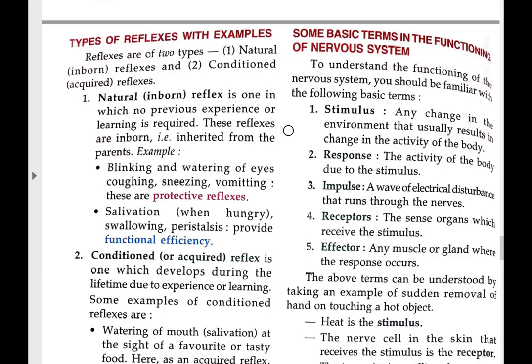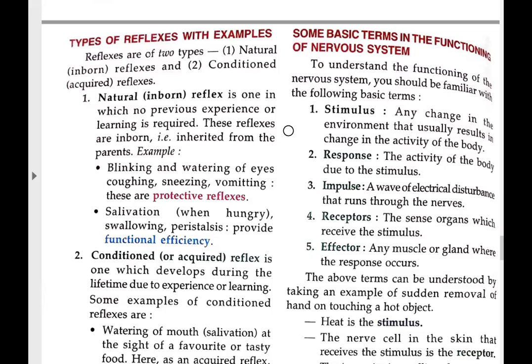What are receptors? Receptors are the sense organs which are receiving the stimulus. And effectors are the muscles or glands which are receiving the response of the brain to act.